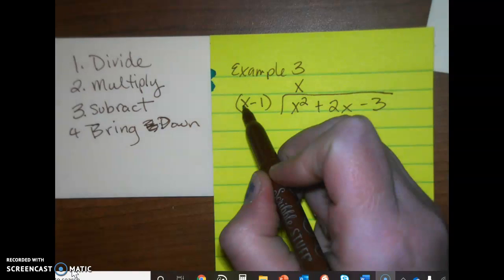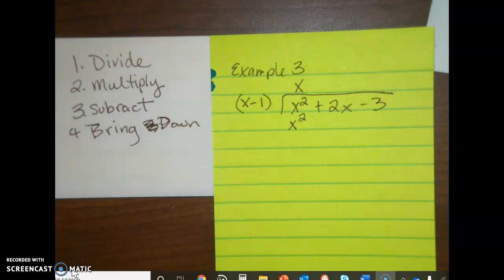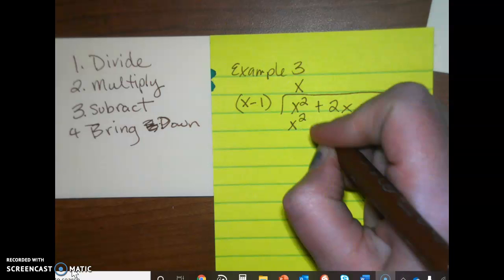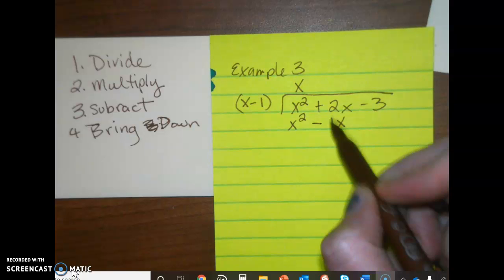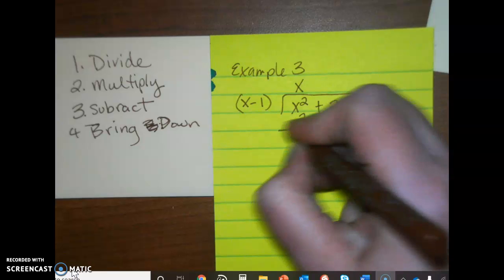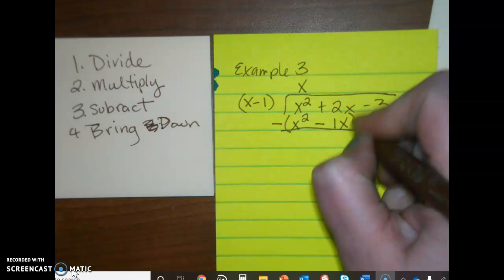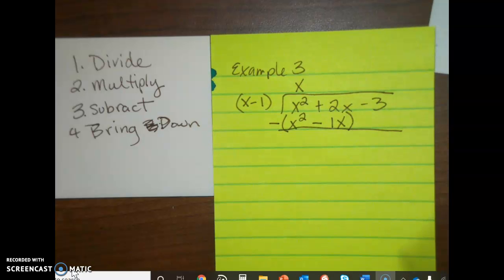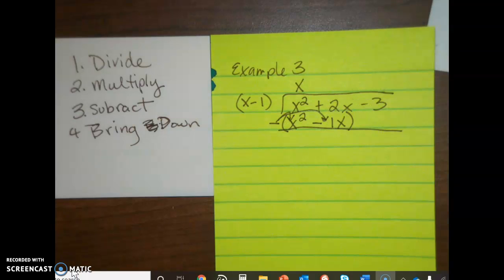Now we're going to do the multiply. x times x is x squared. Now I'm going to multiply x times negative 1. Well, that's negative 1x. Yes, I wrote the 1 in there. I know it's supposed to be sneaky and ninja, but I want to make sure you know it's there so you don't forget. We're subtracting this. Make sure you're using your parentheses so you don't forget.